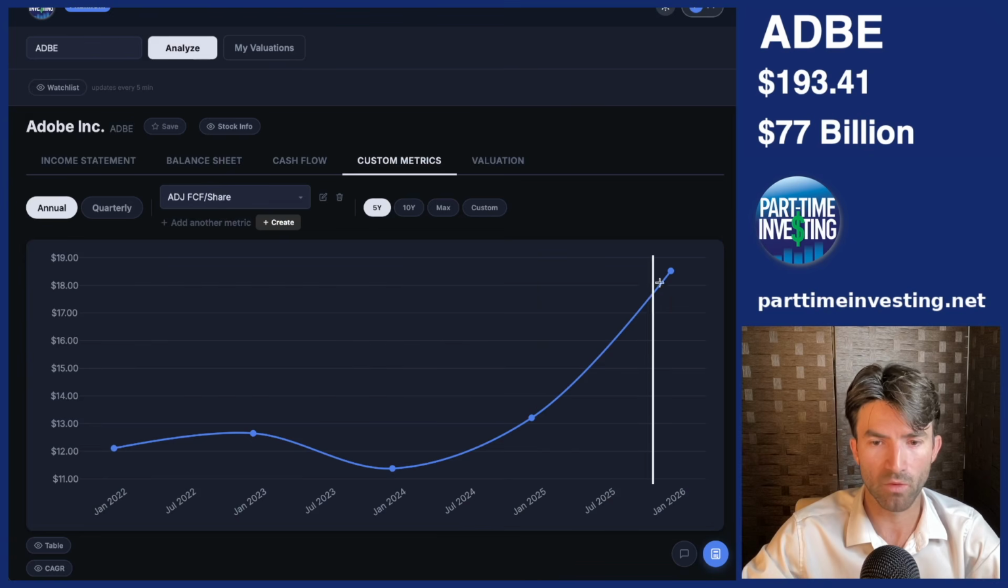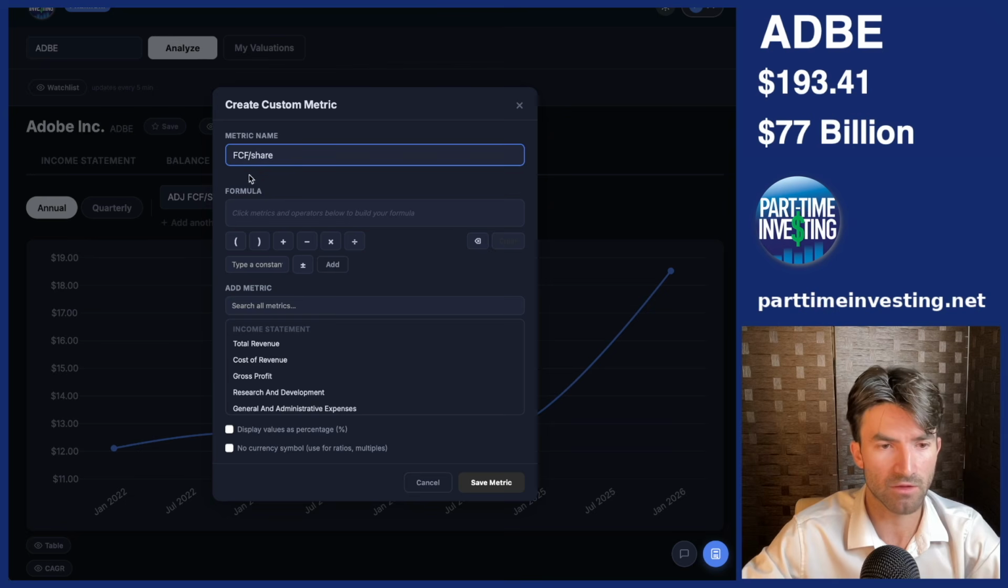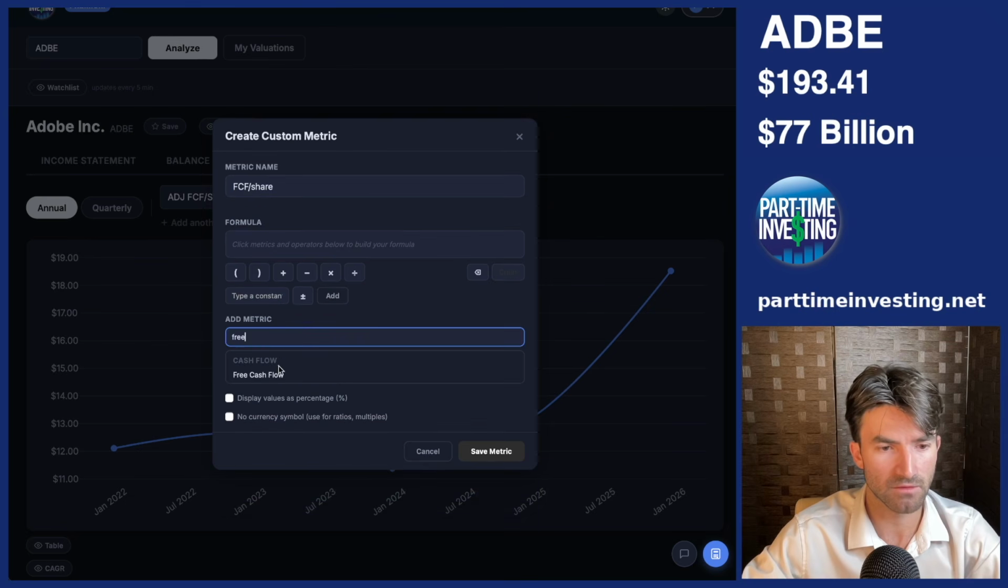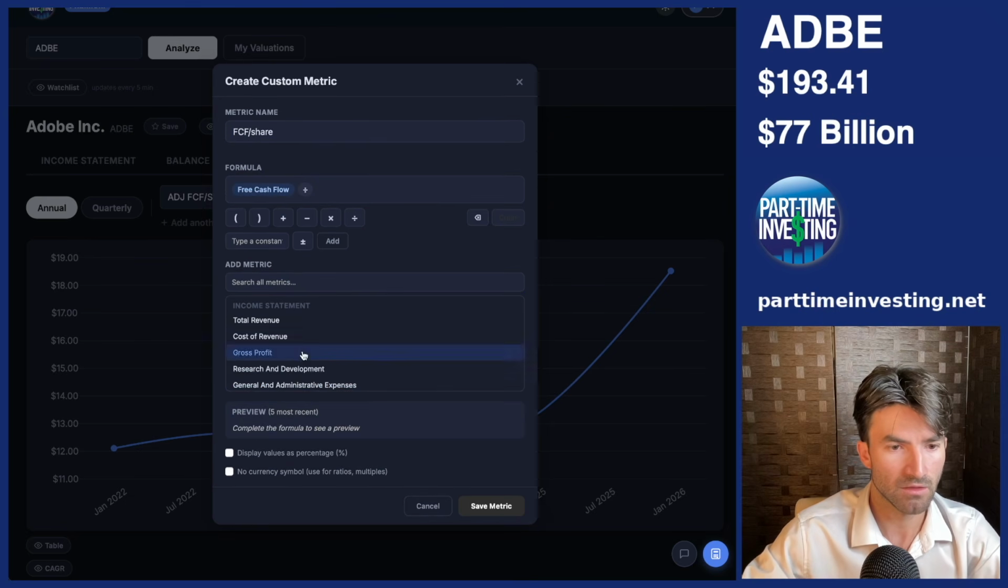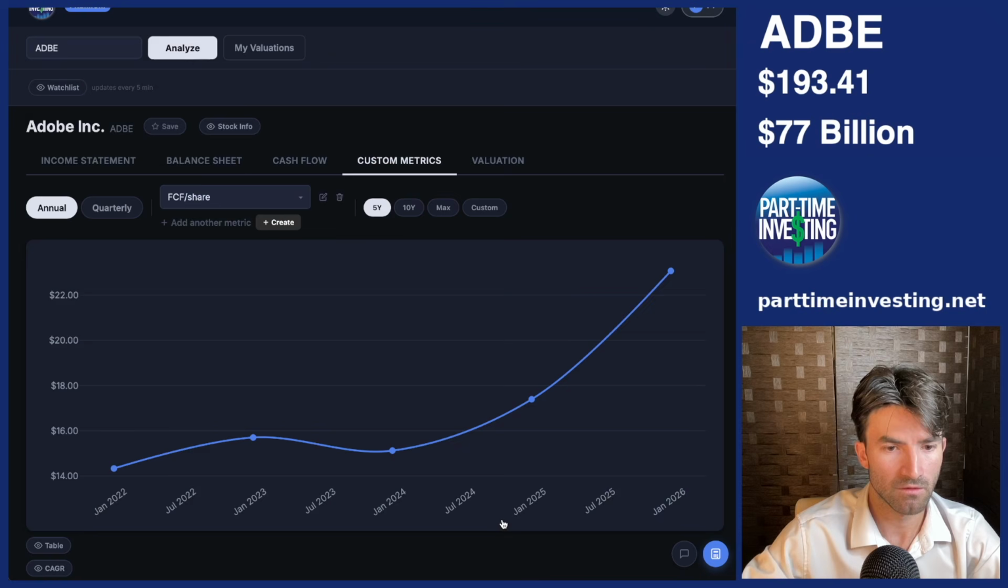All right, so one thing that's interesting here is the adjusted free cash flow per share versus just plain free cash flow per share. So if I were to do just free cash flow per share, I'm sorry y'all are having to watch me make all these. I should have done this before, but let's see, diluted average shares.